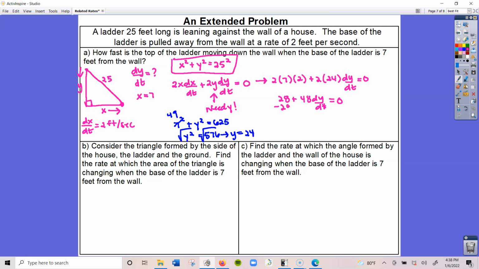Subtract the 28 from both sides. We get 48 dy/dt is equal to negative 28, and then divide by 48. If we simplify this, we can simplify it by 4. This is negative 7 over 12, and my units here would be feet per second.